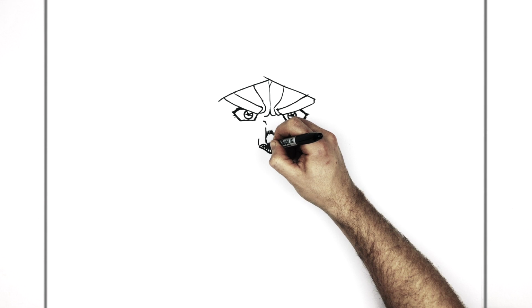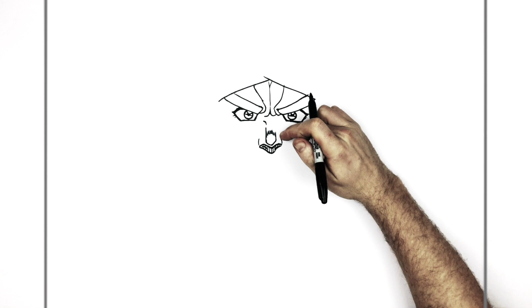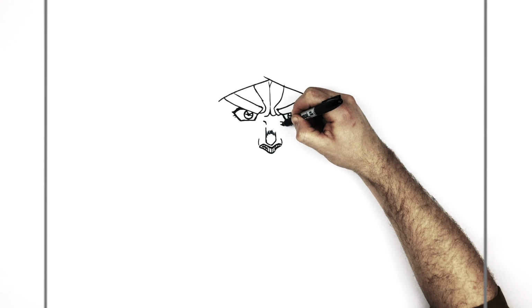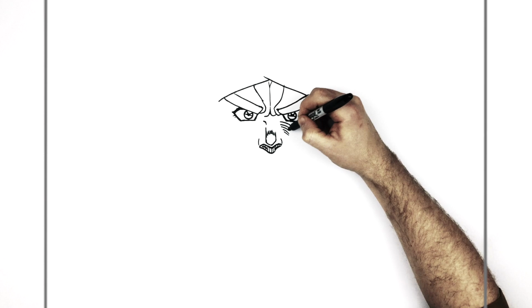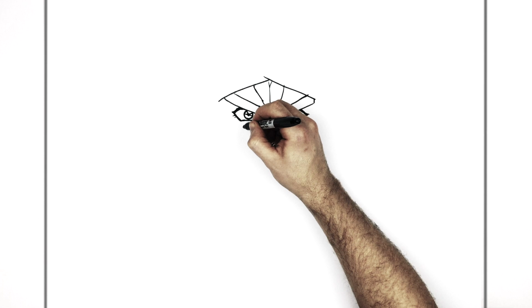Okay. So then on his cheeks, we've got some hatching lines coming down his face, right? So it comes down like this. Like so, and then something similar under his eye, coming down his cheeks here.